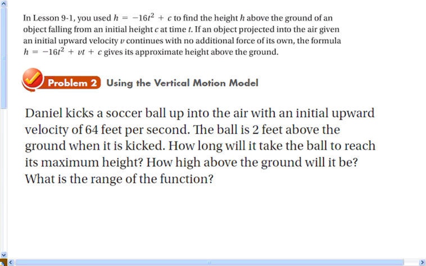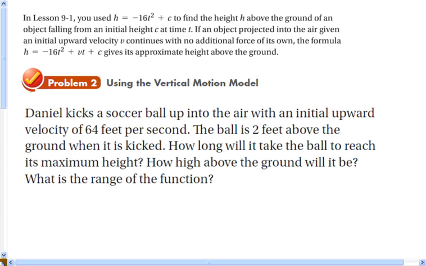All right, in lesson 9.1, you use h equals negative 16 t squared plus c to find the height h above the ground of an object falling from an initial height c at time t. If an object is projected into the air with an initial upward velocity v, notice that v is the coefficient of the linear term. The formula is negative 16 t squared plus v times t plus c, which gives the approximate height above the ground. This was something actually discovered by Newton.